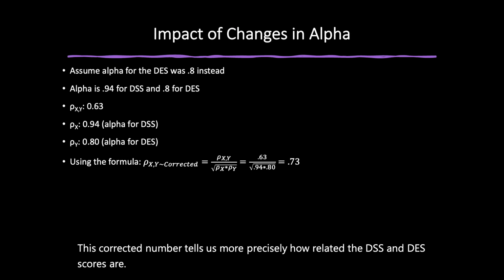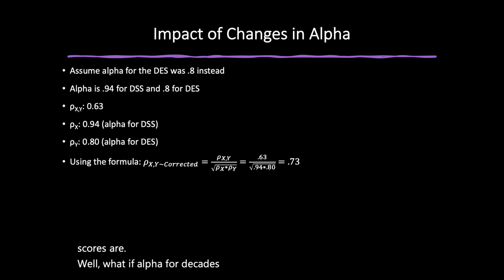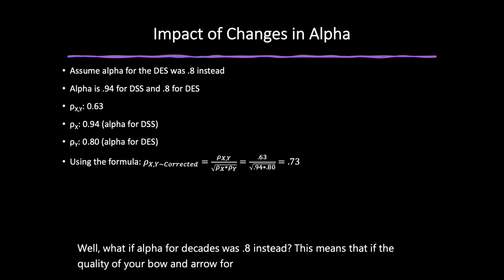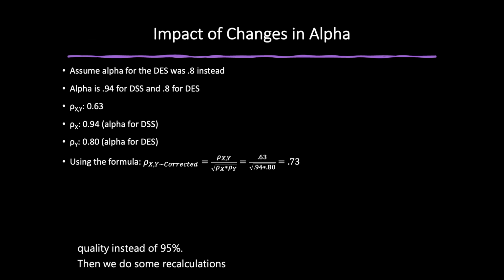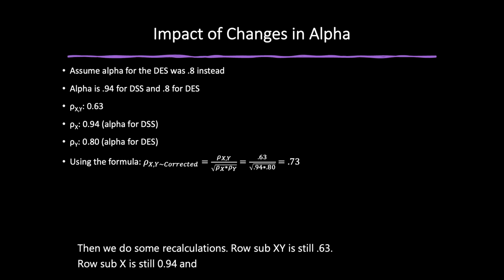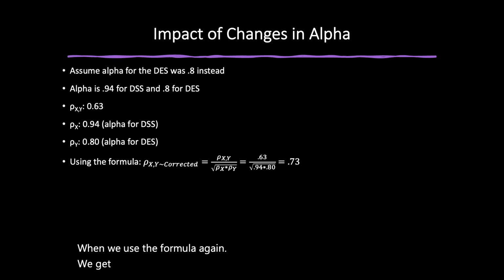Well, what if alpha for DES was 0.8 instead? This means that if the quality of your bow and arrow for DES was lower, that's like having 80% quality instead of 95%, then we do some recalculations. Rho sub xy is still 0.63, rho sub x is still 0.94, and again, rho sub y is now 0.80, the alpha for DES. When we use the formula again, we get approximately 0.73. So we find that our actual aim is 73% accurate.